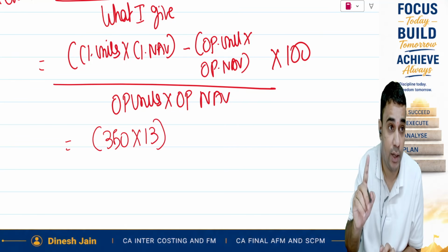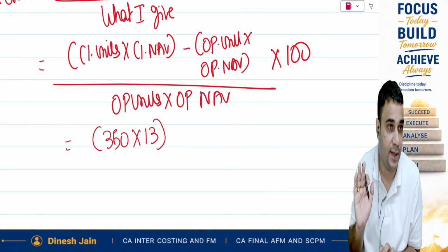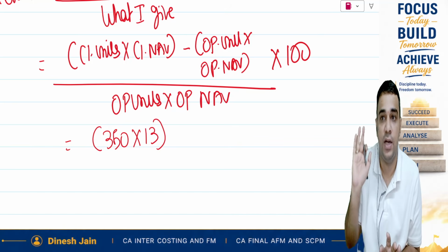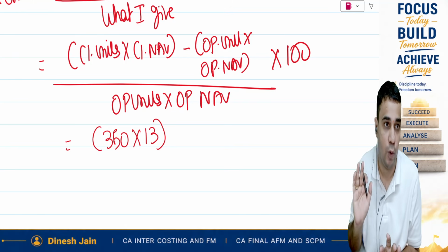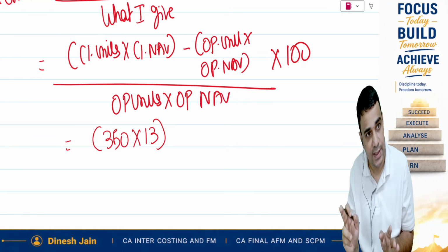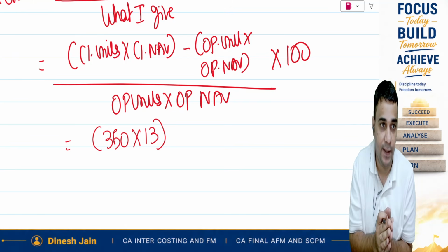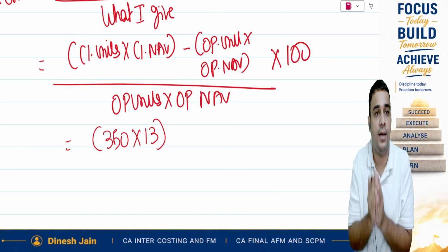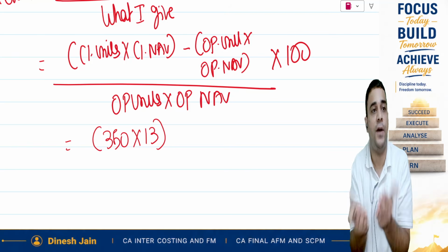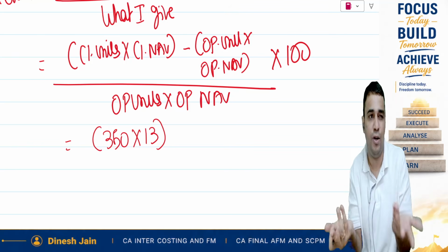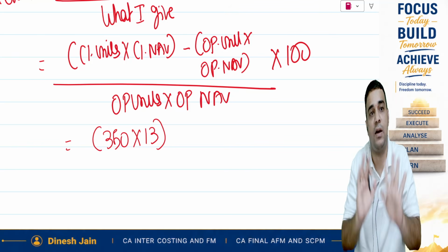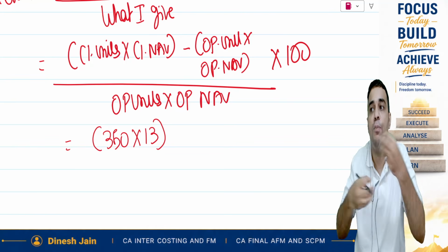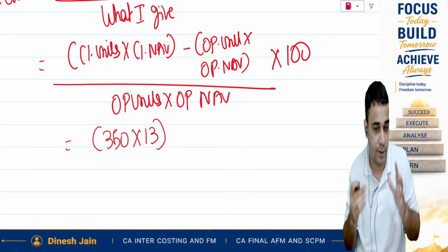Original data, original. Reinvestment NAV alone, I said 13.5. Otherwise, all original data. Closing NAV was 13. The question said reinvestment NAV 12.5, I altered it as 13.5. 12.5 you can practice at home, or you need not practice also. All depends on how much comfort you have on the concept. If you need more practice, you try the other number.